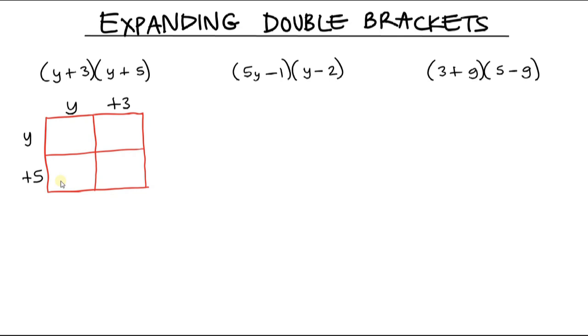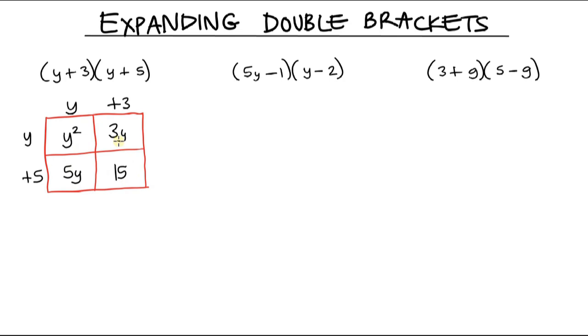And again, just to stress, the order does not matter. So I could put y plus 5 at the top and y plus 3 down the side, but I've just done it like this. Now, we're going to multiply everything in this bracket by everything in this bracket. So I'm going to do y times y first. Well, that will give me y squared. Y times 3 is 3y. Y times 5 is 5y, and 3 times 5 is 15. So I've done my 4 multiplications.